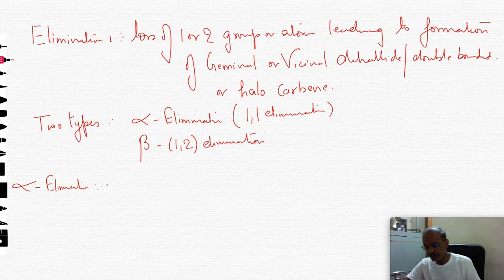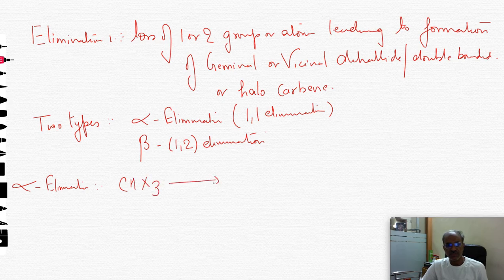Here a group or atoms are generally removed from the alpha carbon atom, which is alpha to the nucleophile. Take for instance chloroform, CHX3. On treatment with alcoholic KOH, because this is an acidic proton, we will find formation of CX3, which is known as a halocarbene.